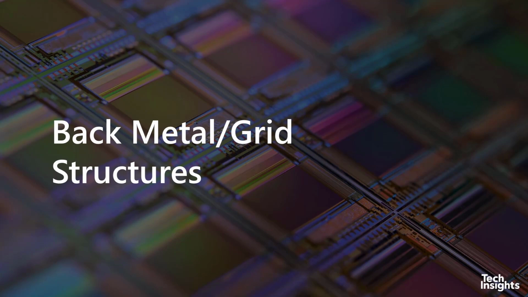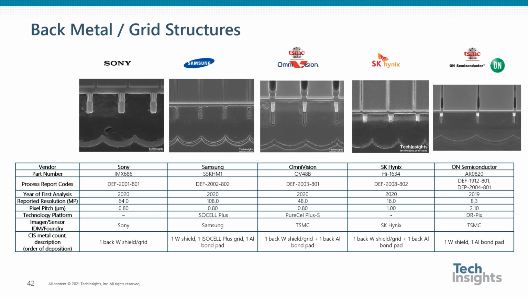And now we turn to back metal grid structures. So in terms of back metal choices, we are comparing Sony, Samsung, OmniVision, SK Hynix, and ON Semiconductor. So here we see that in terms of back metal, all, with the exception of Samsung, utilize tungsten for the back illuminated light shield as well as for the grid. Samsung only uses tungsten for the light shield, but not for the grid.